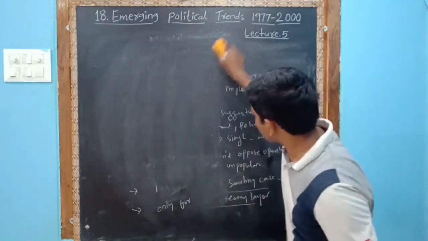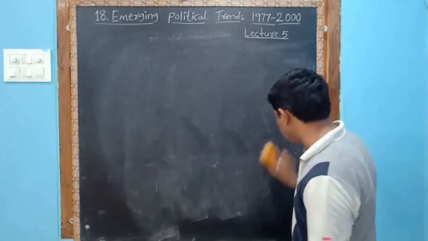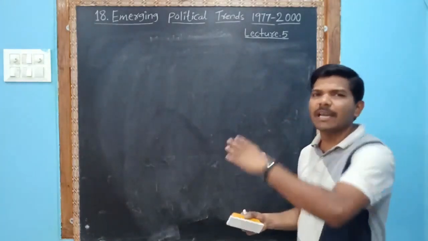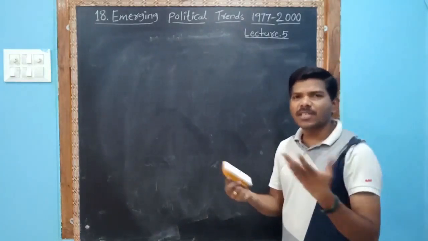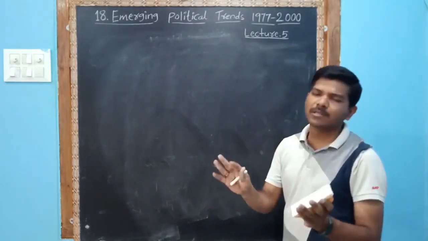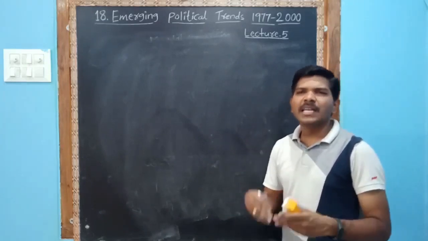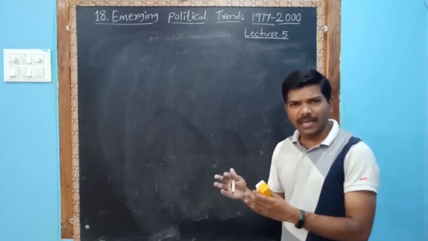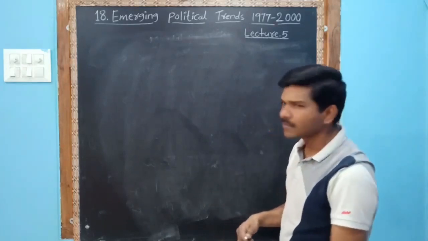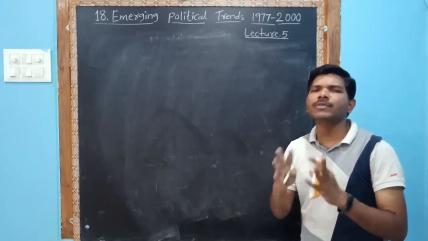Next up. The VP Singh government fell, we discussed. Then Chandrasekhar came out from the Janata Dal and became Prime Minister. Congress withdrew the support, then the Chandrasekhar government also fell. Again elections were held. In these elections, Rajiv Gandhi died. Isn't it? Next.